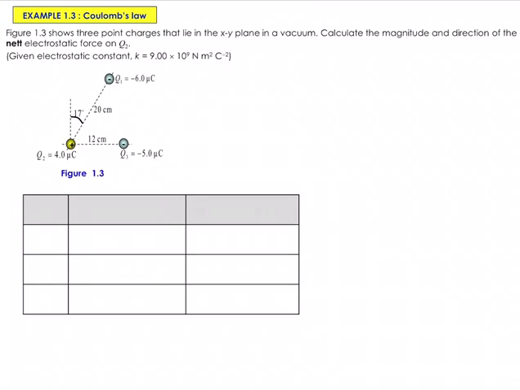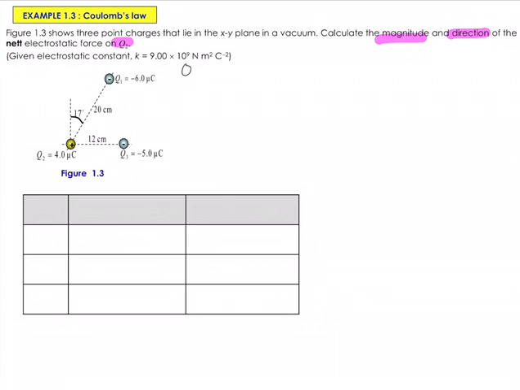Example 1.3 Coulomb's law. Figure 1.3 shows 3 point charges that lie in the xy plane in a vacuum. Calculate the magnitude and direction of the net electrostatic force on Q2. First step is write down all the information given.